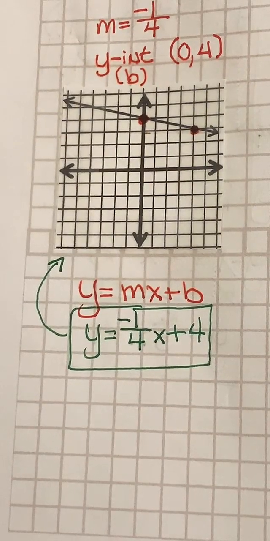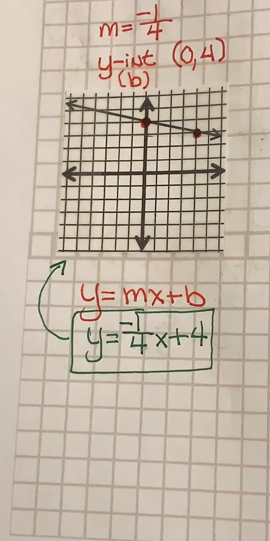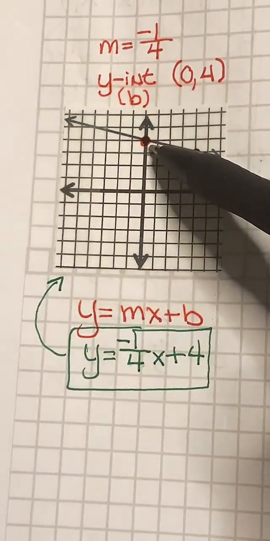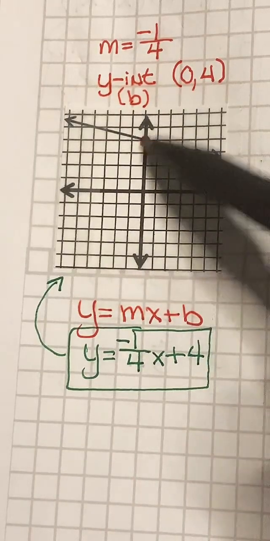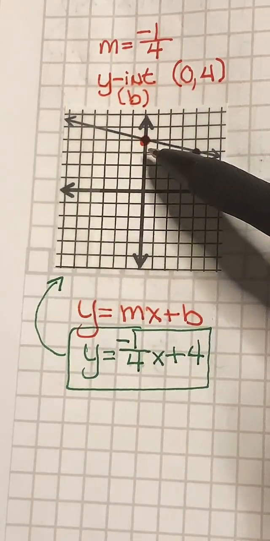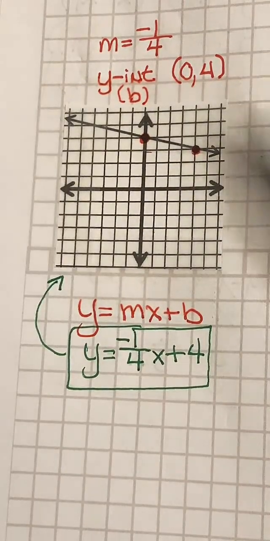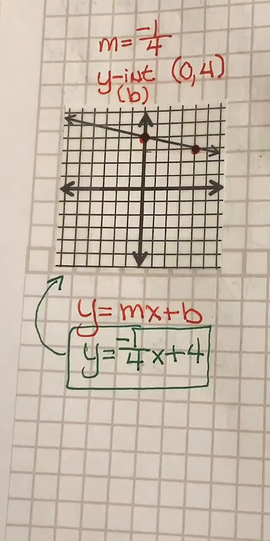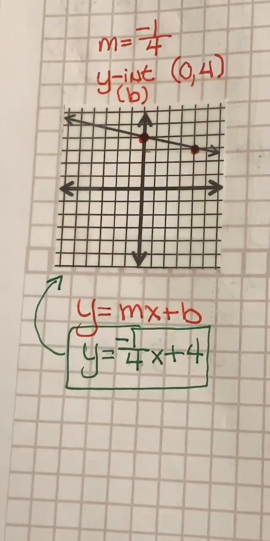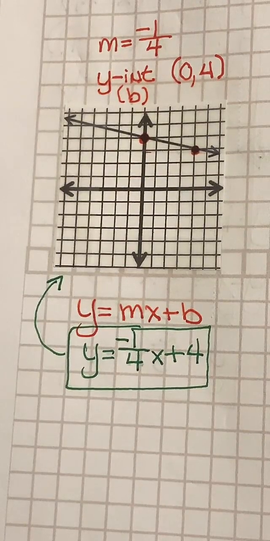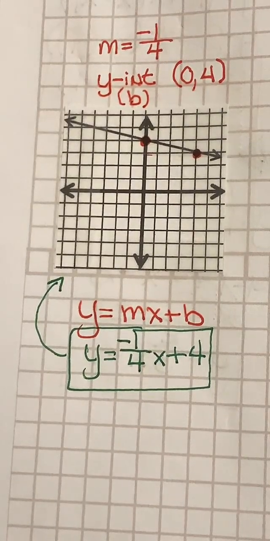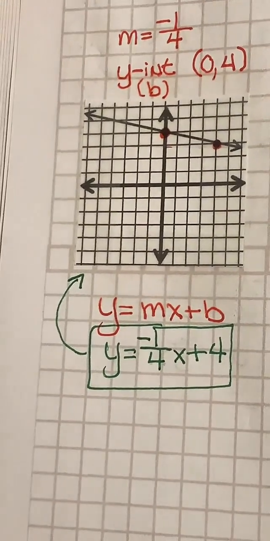M is slope, yes. X and Y are the coordinates of points. And b is your y-intercept. B is where your line intersects the y-axis, hence the name y-intercept. You forgot the negative sign? Okay, that's important. All right, so let's try another one.